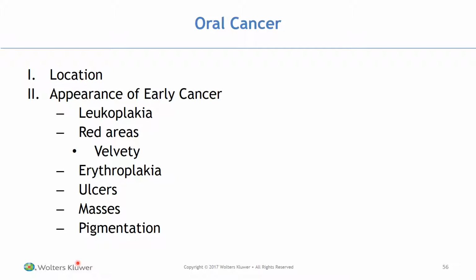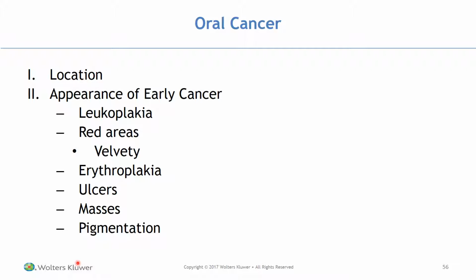Additional risk factors include HPV-16, and I'm also going to throw in HPV-18, but it is primarily 16. 18 is the next most common one. Also, increase in age, anyone over the age of 40, and sun exposure to the lips all put people at a higher risk. All right, location. The most common sites for oral cancer are the lateral borders of the tongue, the floor of the mouth, the lips, and the soft palate complex.